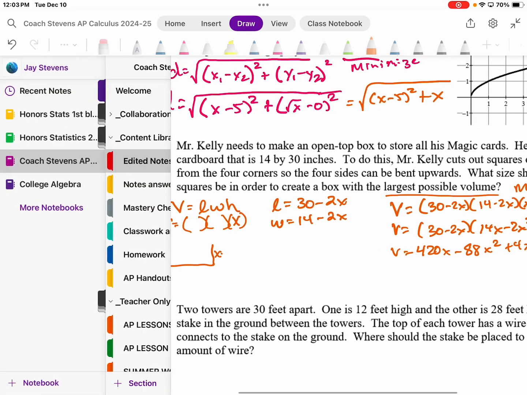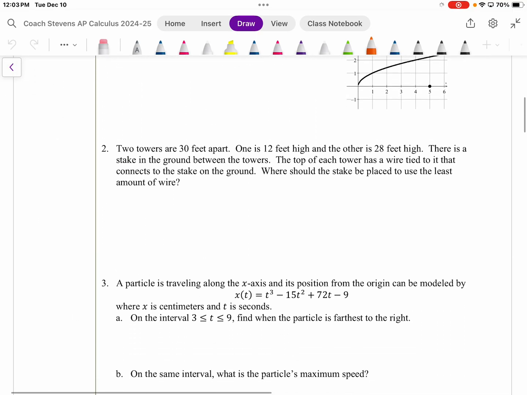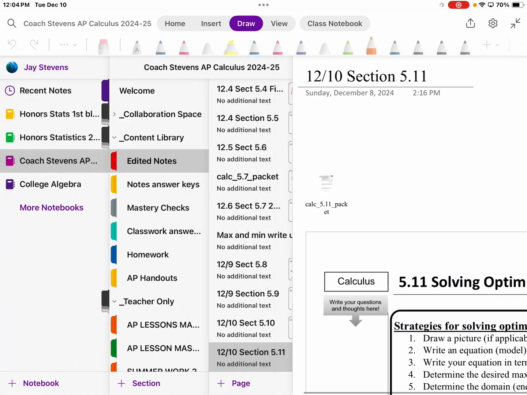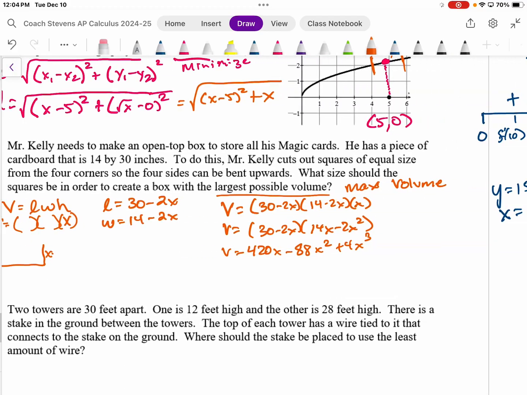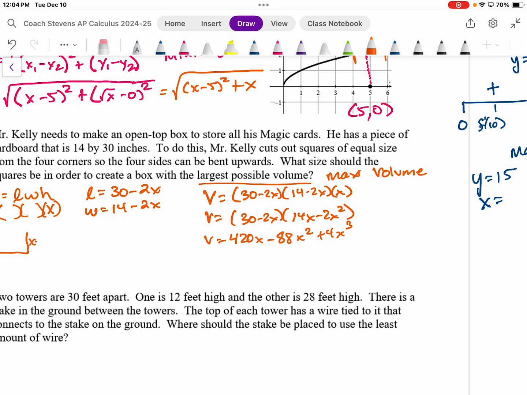Let me look to see if it's on the next page. It might be, because if it is on the next page, then we'll do it there. No, there's the wire problem. There's that problem. Let's go ahead and do it, because we only have 3 practice problems on the next page, so we might as well practice since this was an easy one to work with to find what does x need to be.